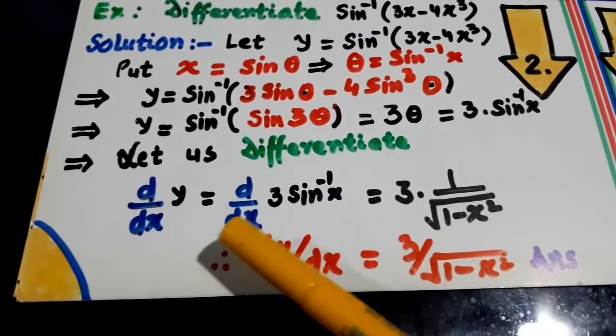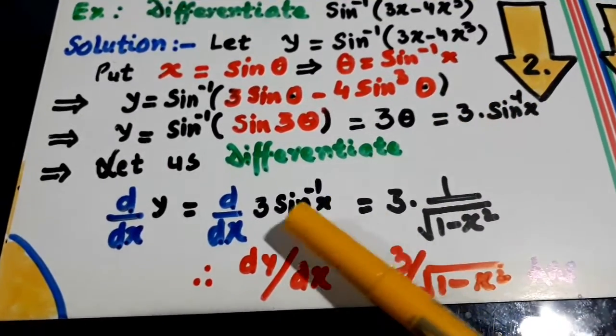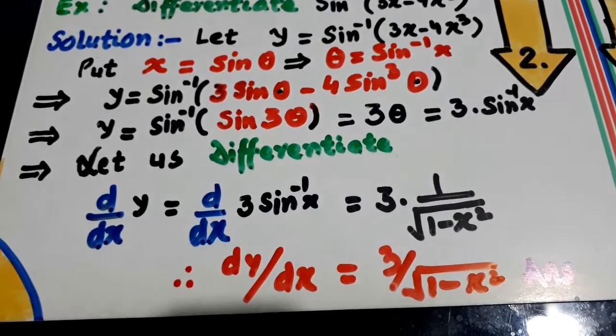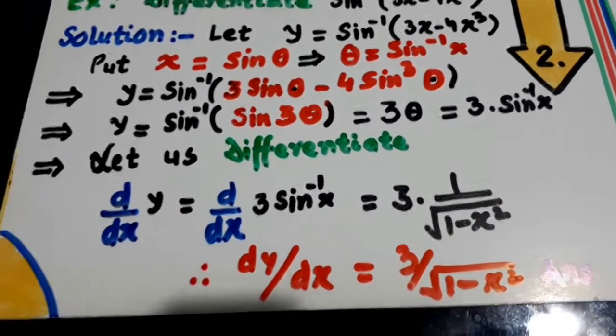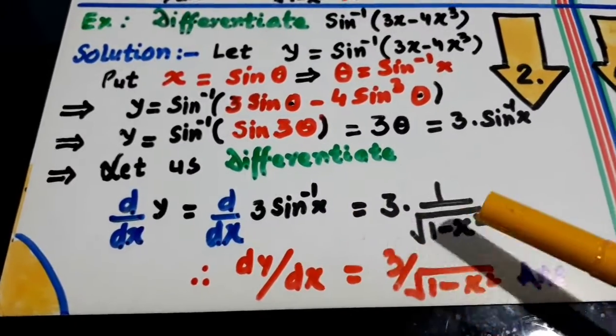differentiate. So now differentiate, take ddx of both sides, and you will get ddx of 3 sine inverse x as 3 into 1 over under root 1 minus x square. Simply इस फार्मूला बन गया है, very easy question बन गया है.